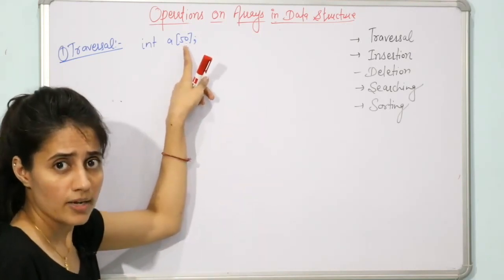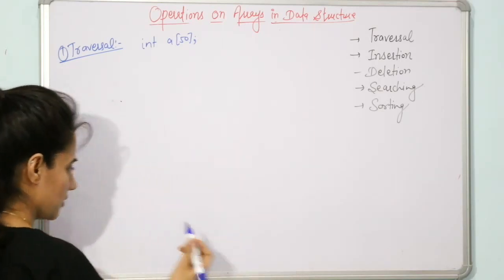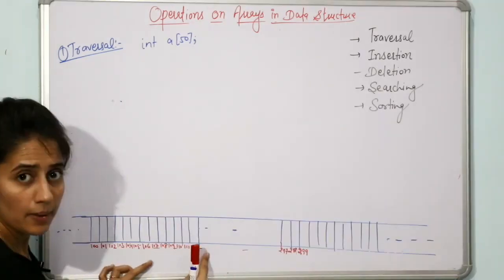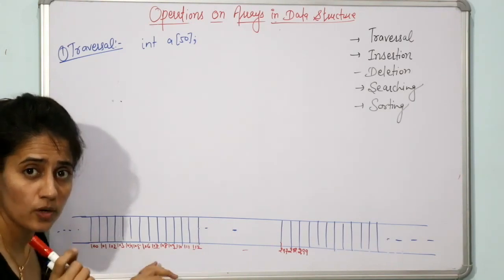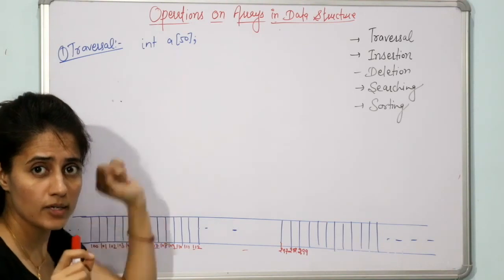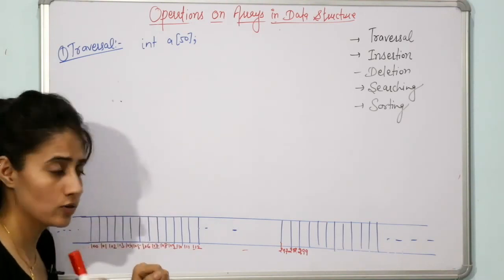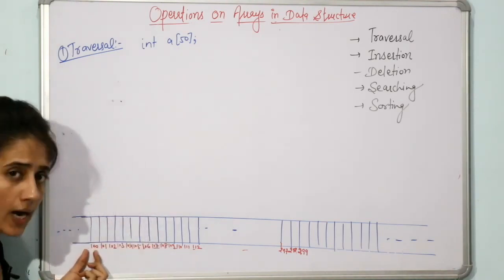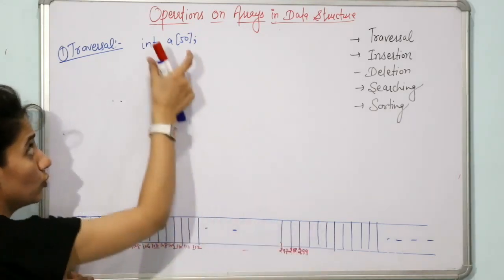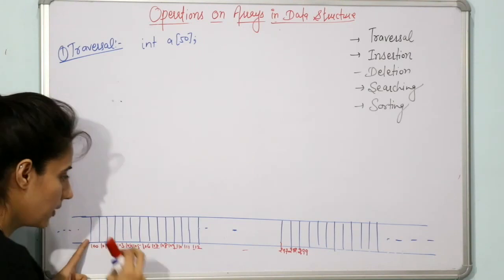50 into 4, that is 200 bytes. So something like this. If this is our memory, now see, in the memory how many bytes would be allocated? That is 50 into 4, because one integer will take 4 bytes, that is 200 bytes. So suppose the base address is 100, so 100 to 299, these bytes would be allocated to this array, this space.